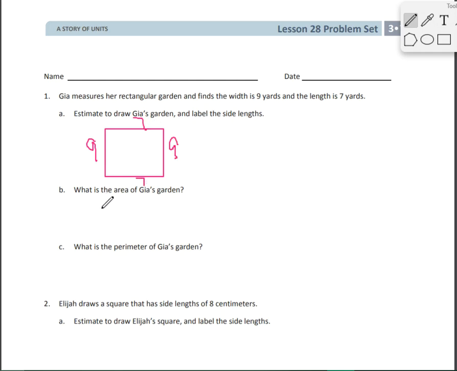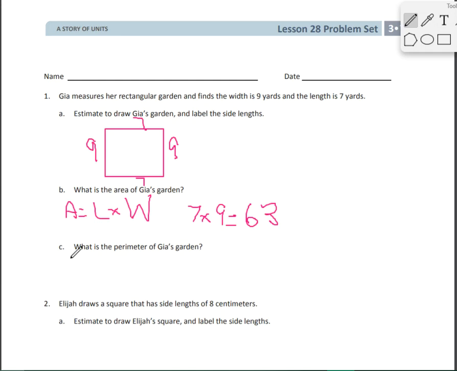What is the area of Gia's garden? Area is length times width. We already know our length and our width. It's going to be 7 times 9, and 7 times 9 is 63. Remember, if you're having trouble with your 9s, you can always multiply by 10, do 7 times 10, get 70, and then count backwards one group of 7. So 69, 68, 67, 66, 65, 64, 63. You can always work off the 10 if those 9s are troublesome for you.